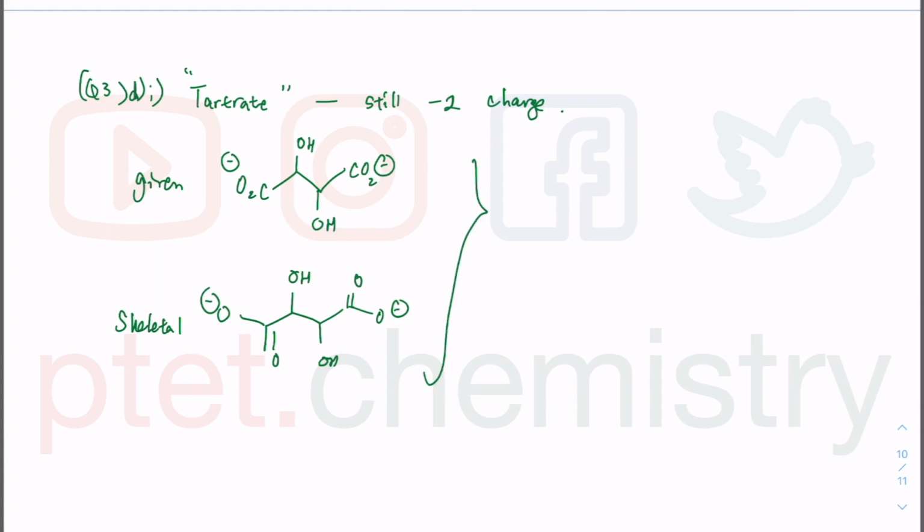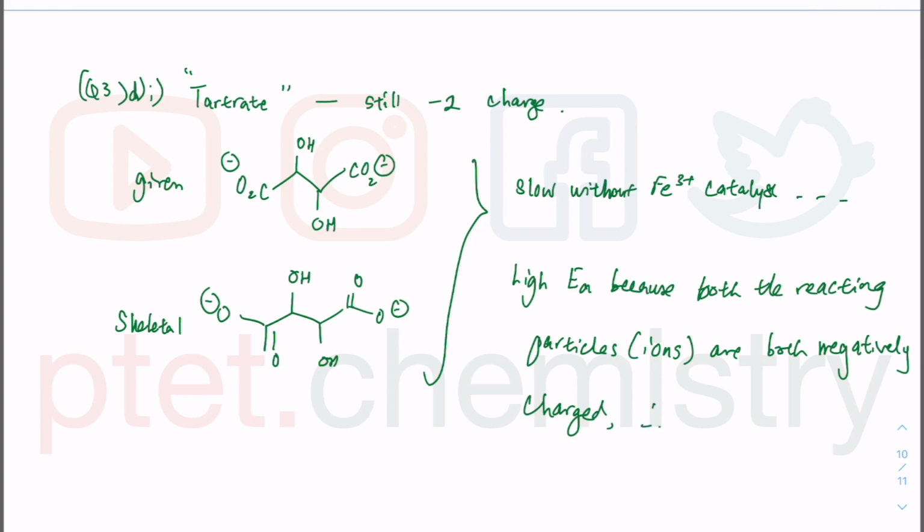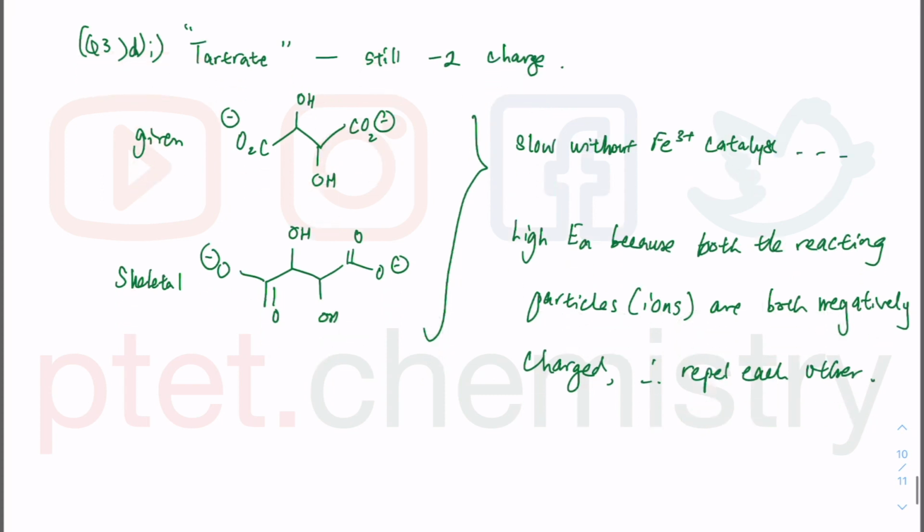So why is it still slow? Slow without iron 3 plus catalyst. It is the same reason as I mentioned just now. High activation energy, high EA, because the reacting particles, in this case they are ions, are negatively charged, therefore repel each other. So very slow reaction there.